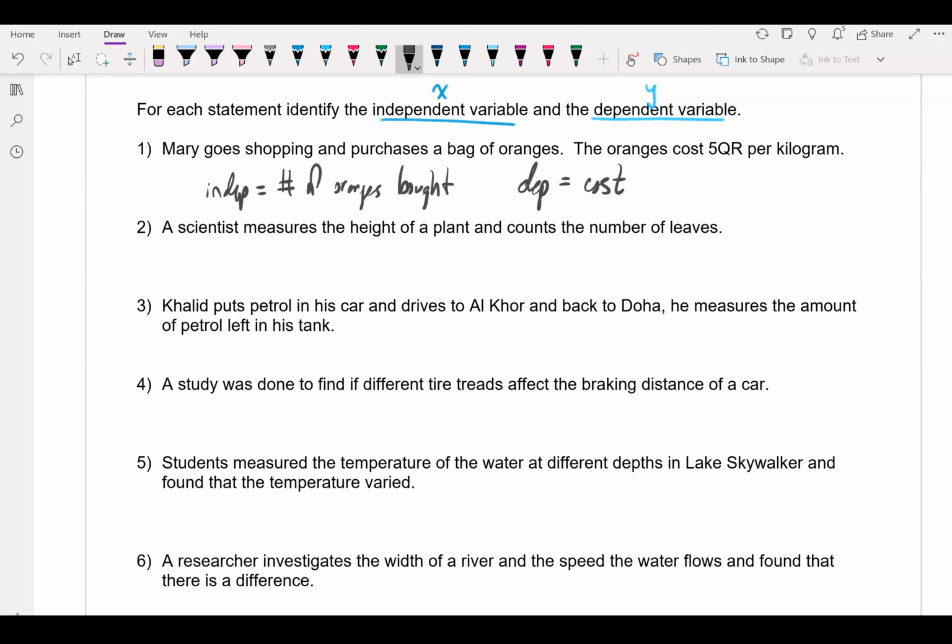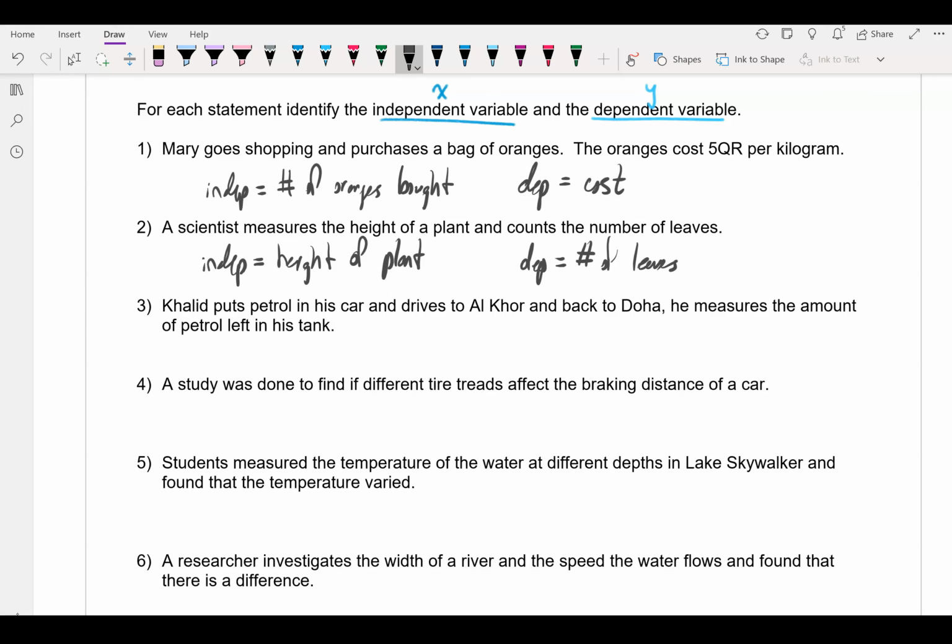Question 2: A scientist measures the height of a plant and counts the number of leaves. In this case, the independent variable, I would say, is the height of the plant. The way I tend to think about these is I try to figure out which one's the dependent first. So in this case, the number of leaves is the dependent, because the taller the plant, the more leaves you're going to get. It doesn't really make sense to say that the more leaves you have, the taller the tree is. The height doesn't depend on the leaves. The leaves depend on the height.